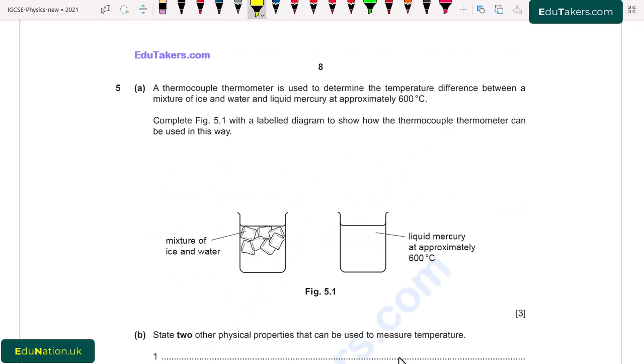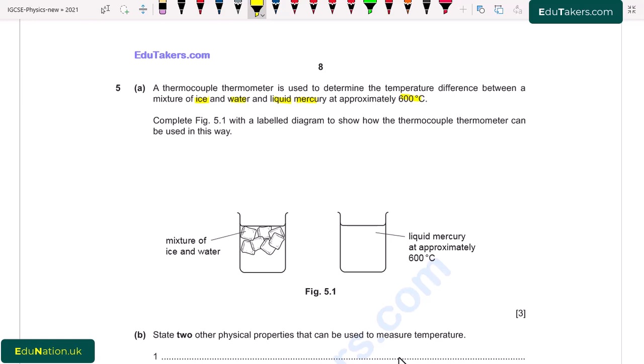Question number 5, Part A. A thermocouple thermometer is used to determine the temperature difference between a mixture of ice and water and liquid mercury at approximately 600 degrees C temperature. Complete figure 5.1 with a labeled diagram to show how the thermocouple thermometer can be used in this way. So on figure 5.1 we have to complete this figure by drawing the thermocouple thermometer.